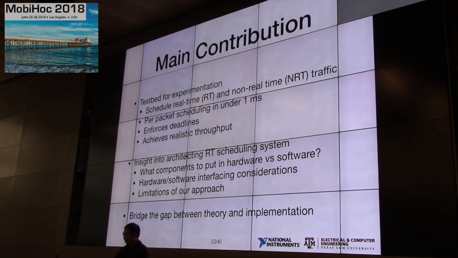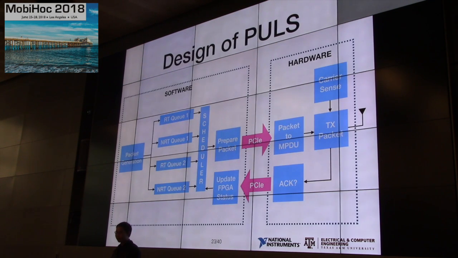So very briefly, let me go over the design of PULS. This is a very high-level idea of what we have. There's basically a packet generation module that generates packets, and then you put them into multiple queues. We have 4 different queues in this scenario. 2 of them are real-time queues, and 2 of them are non-real-time queues. And 2 clients. So one client has 1 real-time queue and 1 non-real-time queue, and the second client also has 1 real-time queue and 1 non-real-time queue.